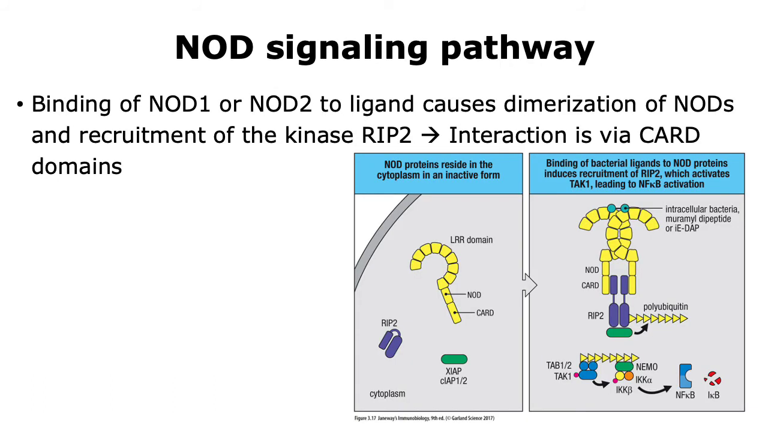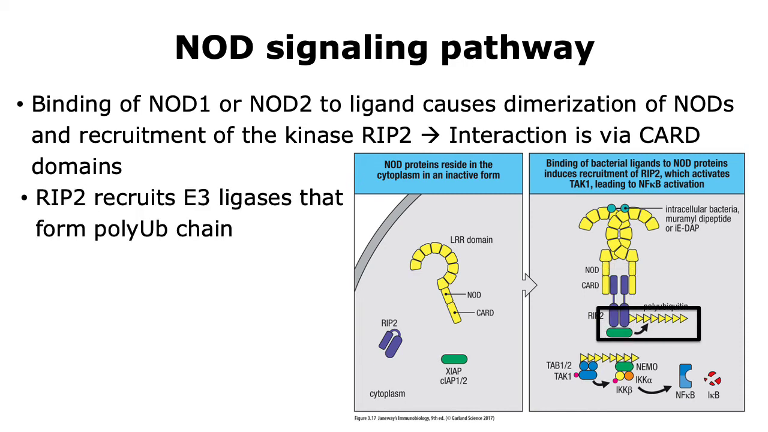When NOD1 or NOD2 bind to their appropriate peptidoglycan fragments, the NOD signaling pathway gets activated. Now, binding of the ligand to the appropriate NOD receptor results in the dimerization of the NODs, and this dimerization results in the recruitment of a kinase called RIP2. This RIP2 is able to interact with the NOD receptors through their CARD domains.